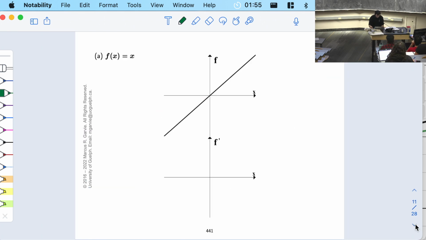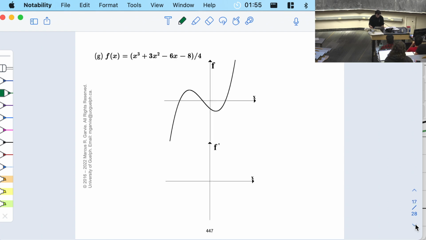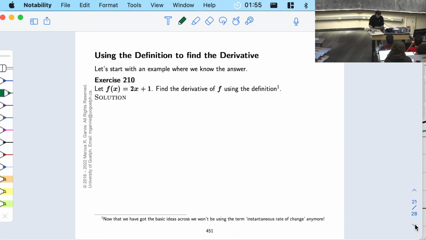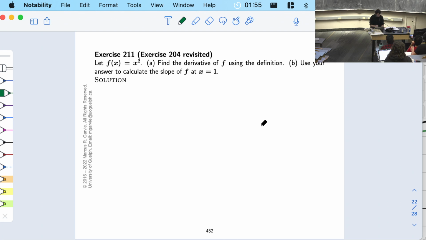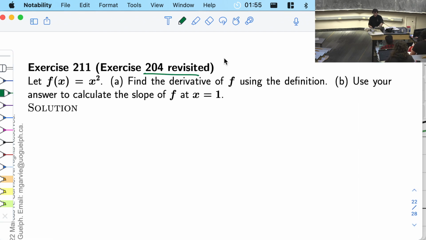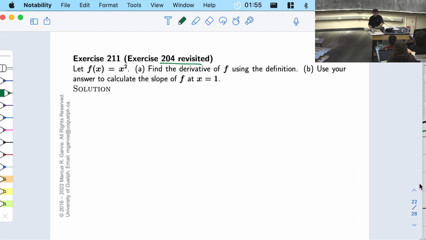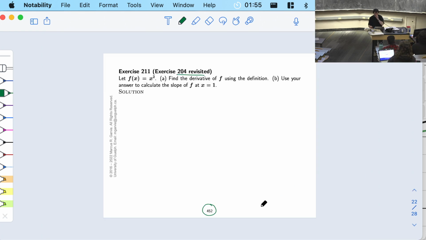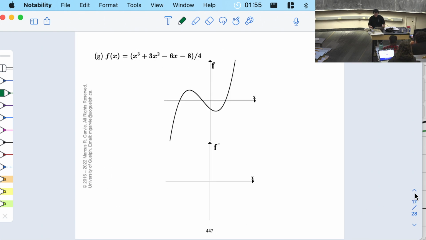It's going to be way into the future, so I apologize for all the flipping you have to do. It's here on page 452. Exercise 204 revisited. That's where we are. And I can screenshot the old one, yes. So if you're flipping, flip to page 452 while I go back and screenshot the old one.